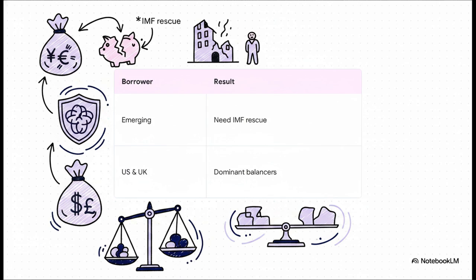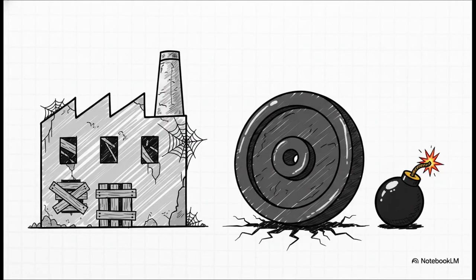But the US and the UK? They can borrow freely in their own currencies. That unique privilege has made them the dominant deficit balancers, completely offsetting the world's massive surpluses. But holding up the global economy comes at a really severe domestic price. Deficit countries suffer intense vulnerabilities. They experience a massive expansion in domestic indebtedness.